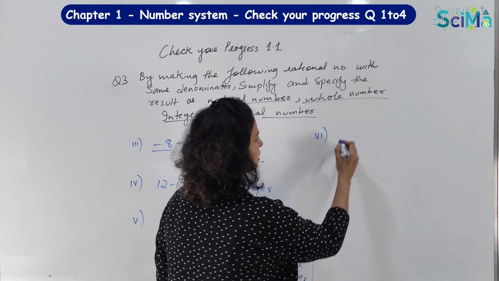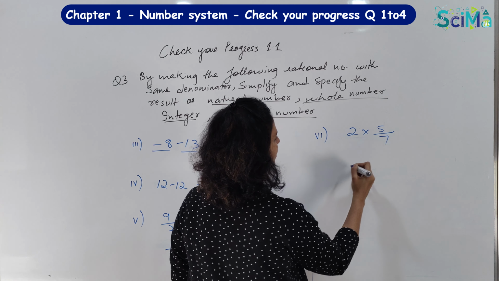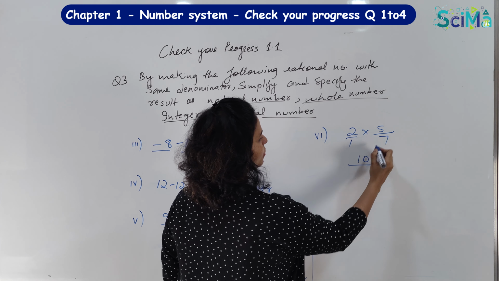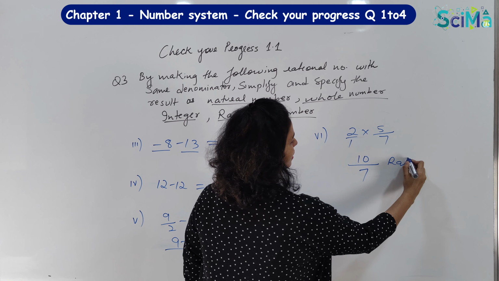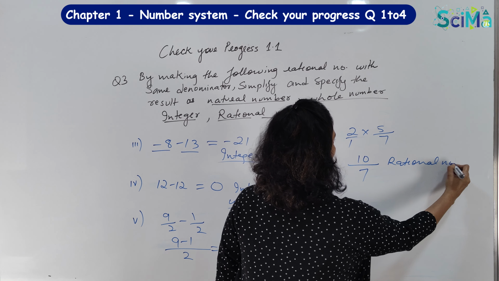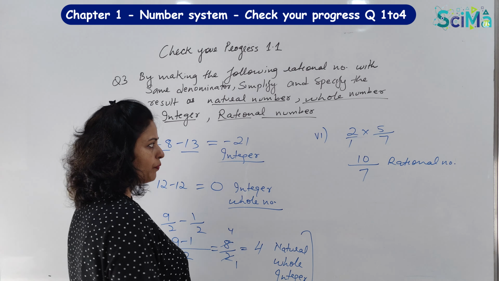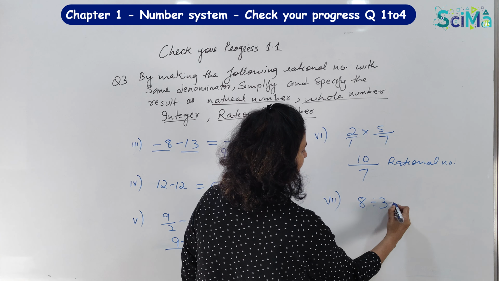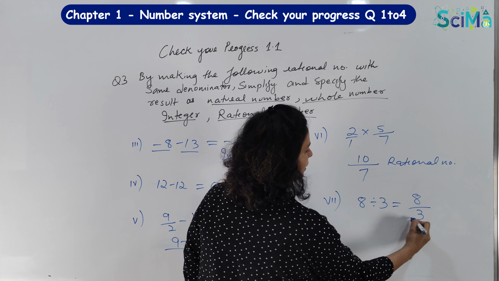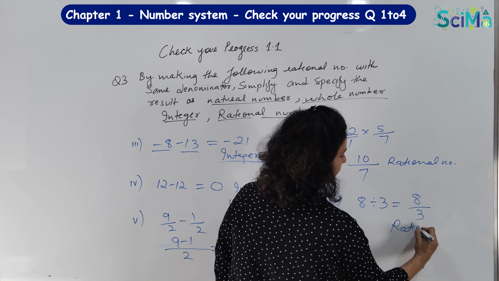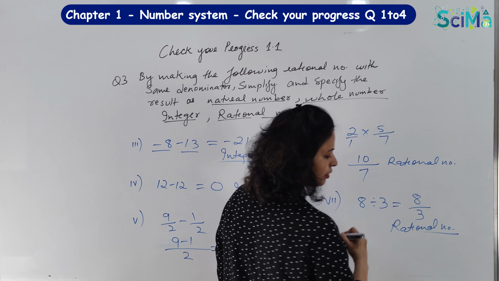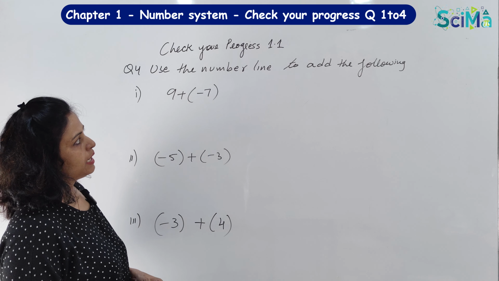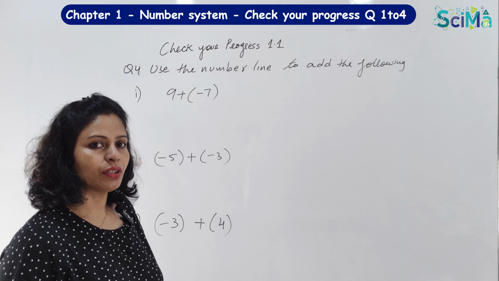The sixth part is 2 into 5 by 7. 2 we can write as 2 by 1. So 2 into 5 is 10, 1 into 7 is 7. So this is a rational number. It is in the form of P by Q. The seventh part is 8 divided by 3, which can be written as 8 by 3. Again it is a rational number.